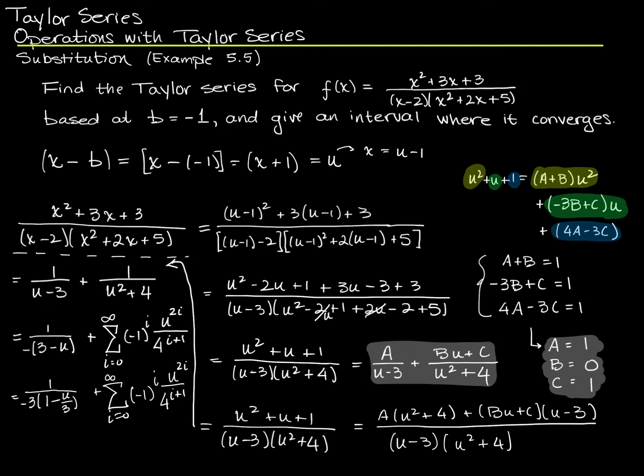And then we can replace the u over 3. We can do another substitution. Let's let t equal u over 3. And that gives me negative 1/3 times 1 over 1 minus t plus this sum. Now, I'm out of room again. So at this point, I'm going to erase some of my screen, I think.